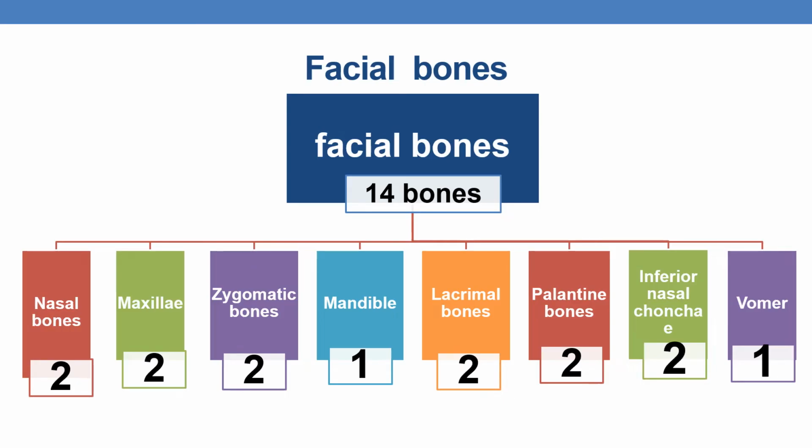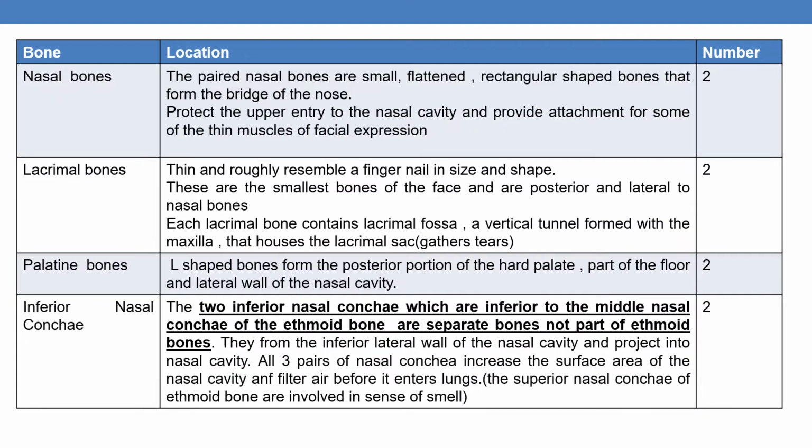Now let us discuss facial bones. There are 14 facial bones: 2 nasal bones, 2 maxillae, 2 zygomatic bones, 1 mandible, 2 lacrimal bones, 2 palatine bones, 2 inferior conchae and 1 vomer. Altogether 14 facial bones. Now let us discuss in detail each facial bone.